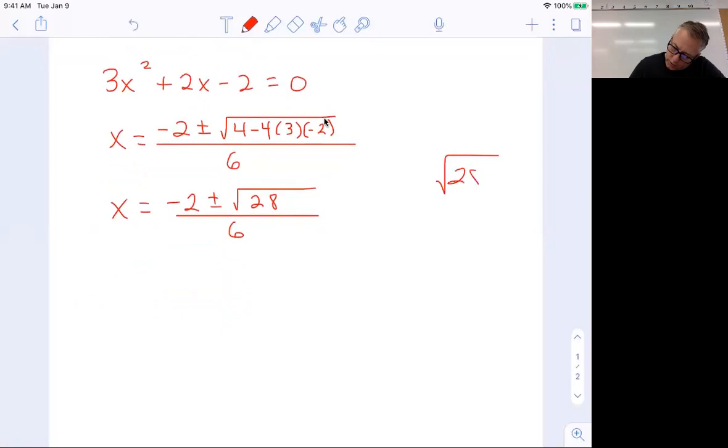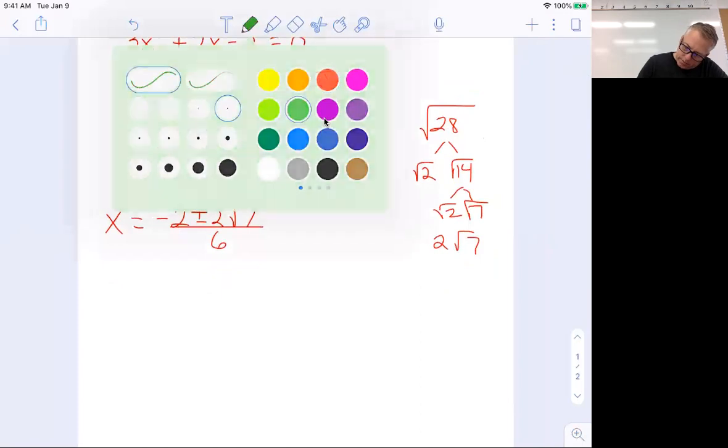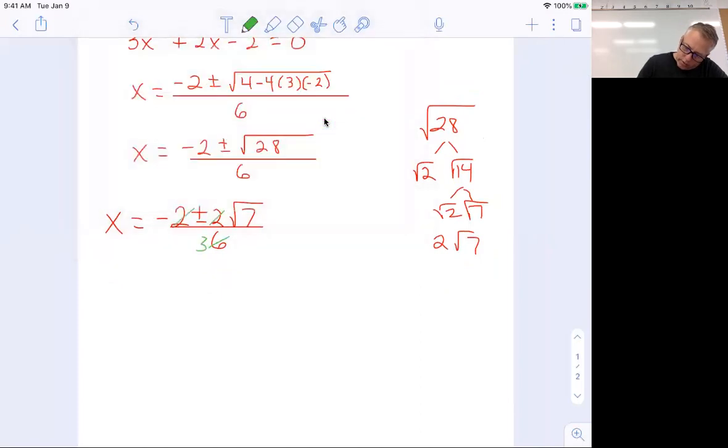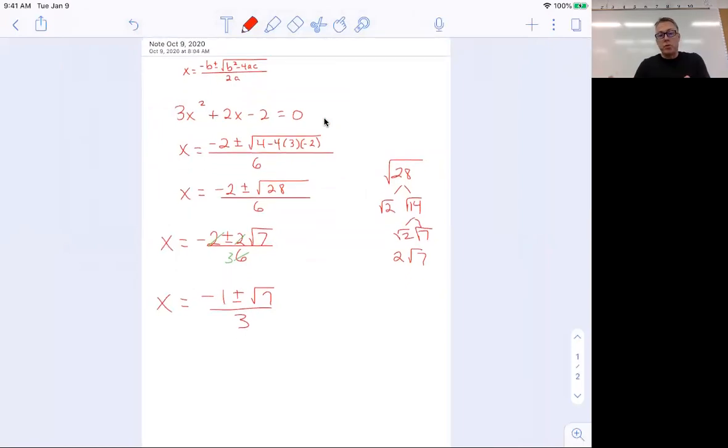We've done these factor trees before. So that could be 2 and 14, and that could be 2 and 7. So that comes out to be 2 root 7. And so my x is -2 plus or minus 2 root 7 over 6. And I could cancel a 2 here, here, and here. So our final answer would be -1 plus or minus the square root of 7 over 3. So we would have two answers, -1 plus root 7 over 3 and -1 minus root 7 over 3.